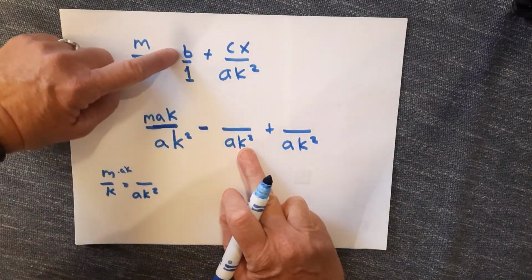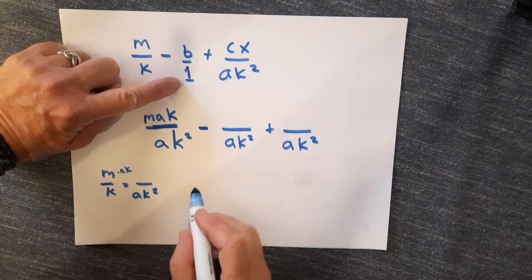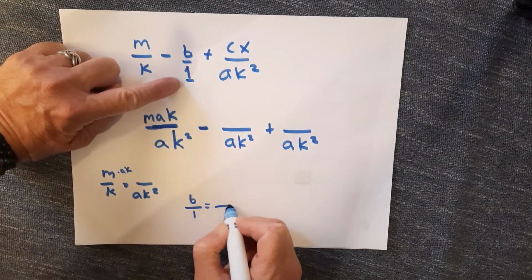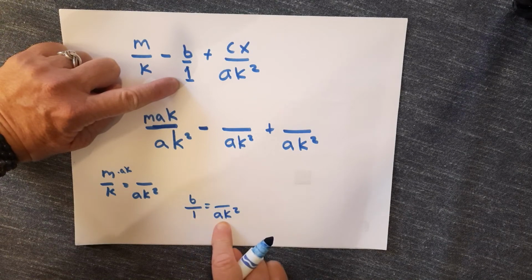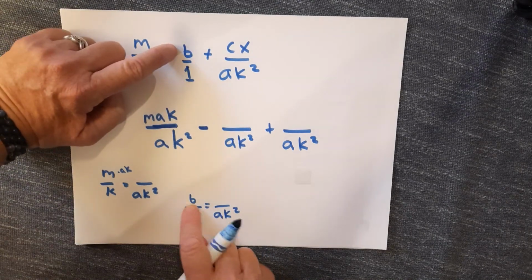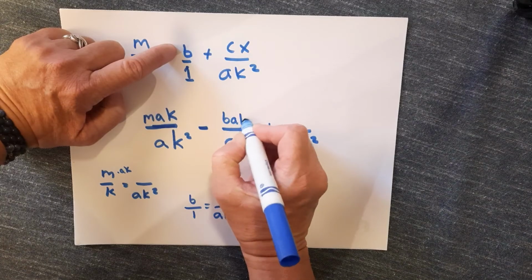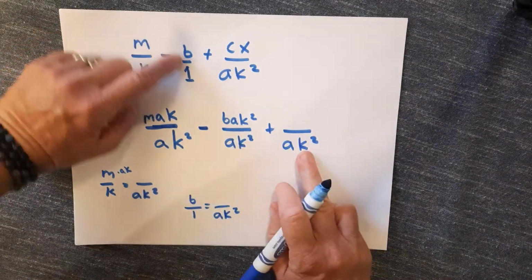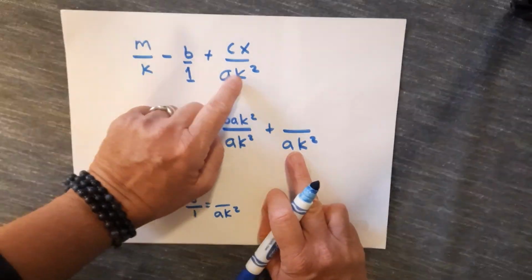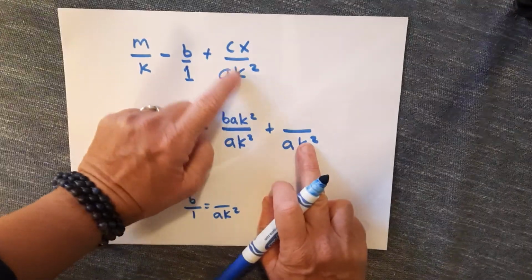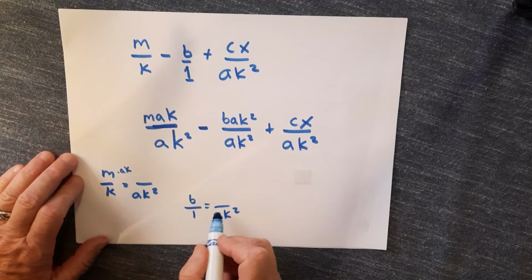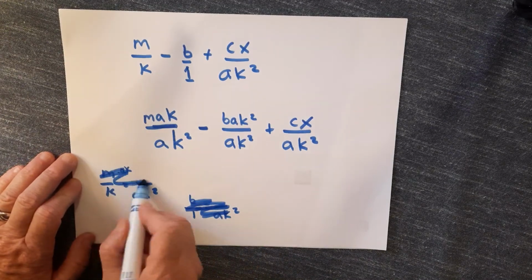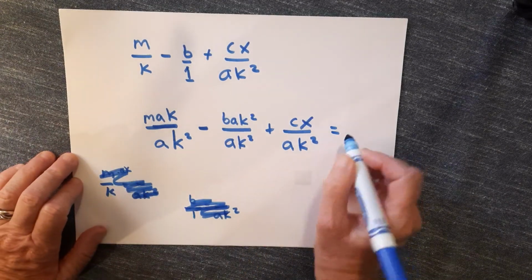Now we have to change this b over 1 into a fraction that has ak squared on the bottom. You multiplied 1 times ak squared, so we need to also do that to the numerator, which gives us bak squared. This one's easy. It already has ak squared as the denominator, so we don't do anything at all to the numerator, we just copy it. Now we're all set. Now we can go ahead and see what our answer will be.